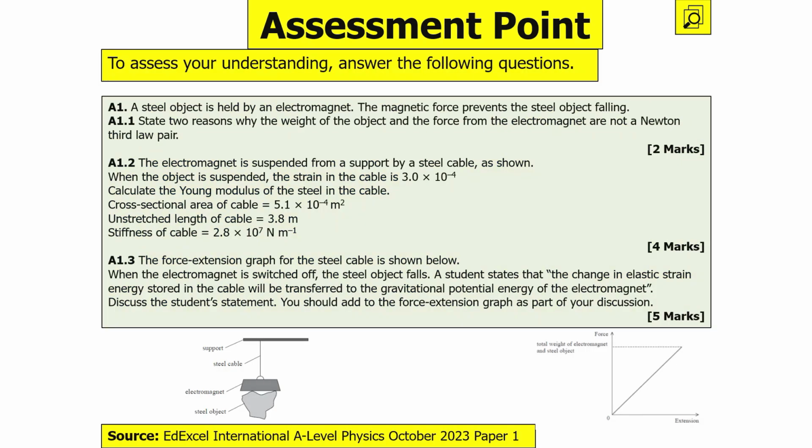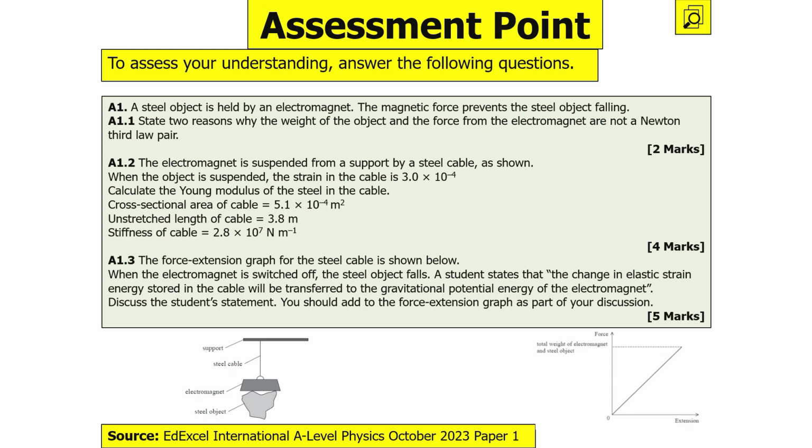A steel object is held by an electromagnet. The magnetic force prevents the steel object falling. State 2 reasons why the weight of the object and the force of the electromagnet are not a Newton's third law pair. The electromagnet is suspended from a support by a steel cable. When the object is suspended, the strain in the cable is 3 times 10 to the minus 4. Calculate the Young modulus of the steel in the cable.